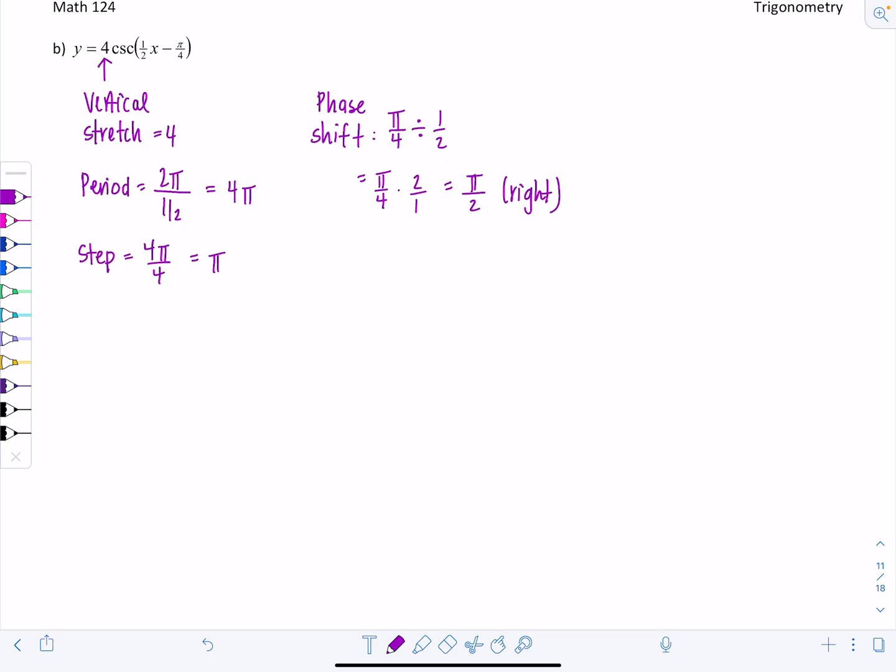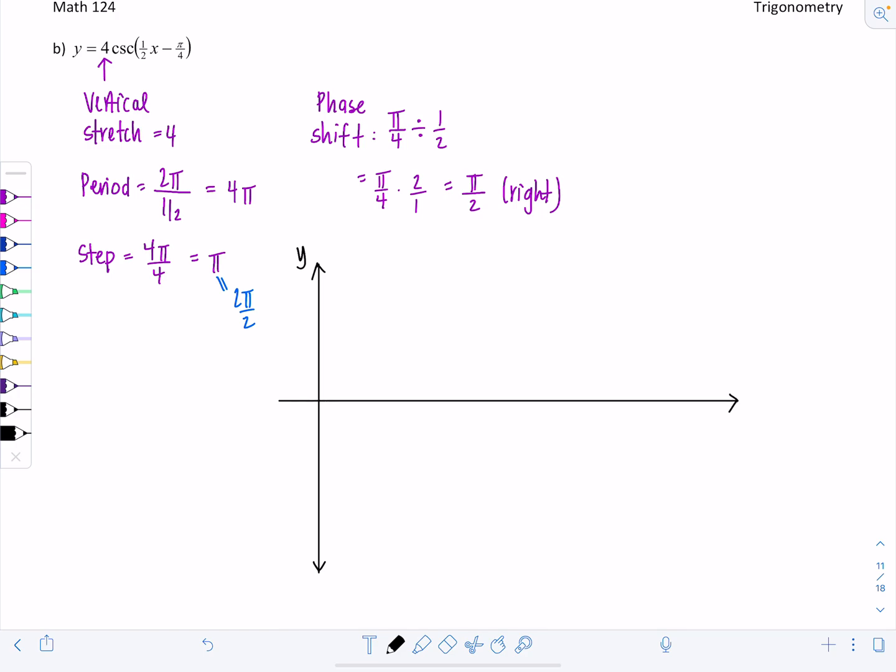So I'm going to start with pi over 2, and then I'm going to keep adding this step, which is pi. If you want to think of that, that's 2 pi over 2, right? The step. Here we go. Y-axis, x-axis. So we start at pi over 2 to the right. Okay. Now I'm going to add 2 pi over 2. That's the step. So if I add 2 pi over 2, that's 3 pi over 2. Add another 2 pi over 2, 5 pi over 2. Add another 2 pi over 2, 7 pi over 2, and then 9 pi over 2.